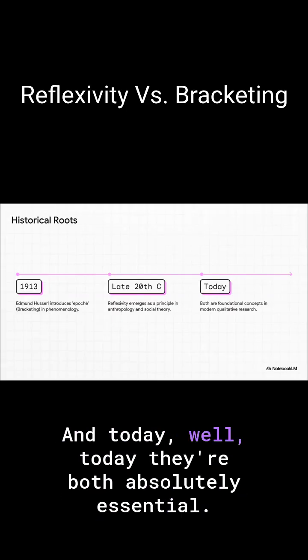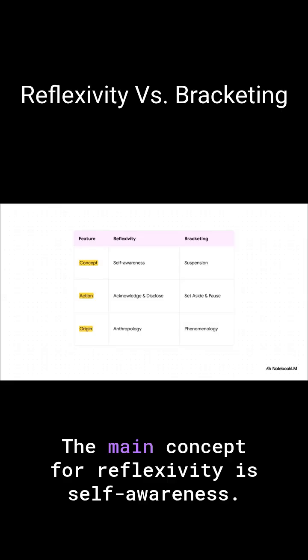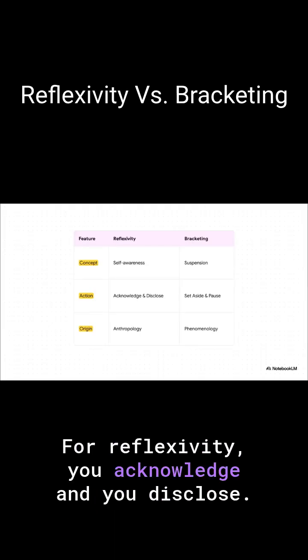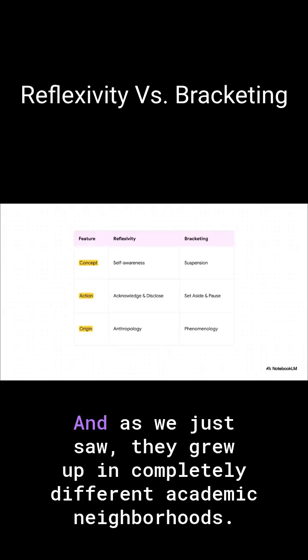And today? Well, today, they're both absolutely essential. So let's just boil this down one last time. The main concept for reflexivity is self-awareness. For bracketing, it's suspension. And that leads to different actions, right? For reflexivity, you acknowledge and you disclose. For bracketing, you set aside and you pause. And, as we just saw, they grew up in completely different academic neighborhoods.